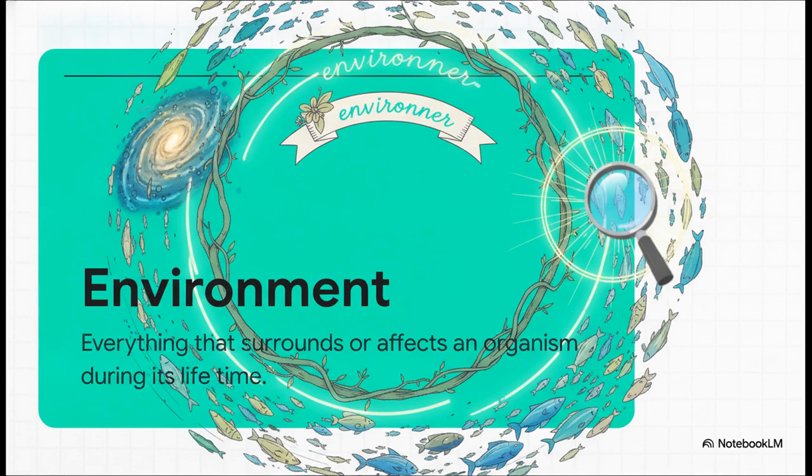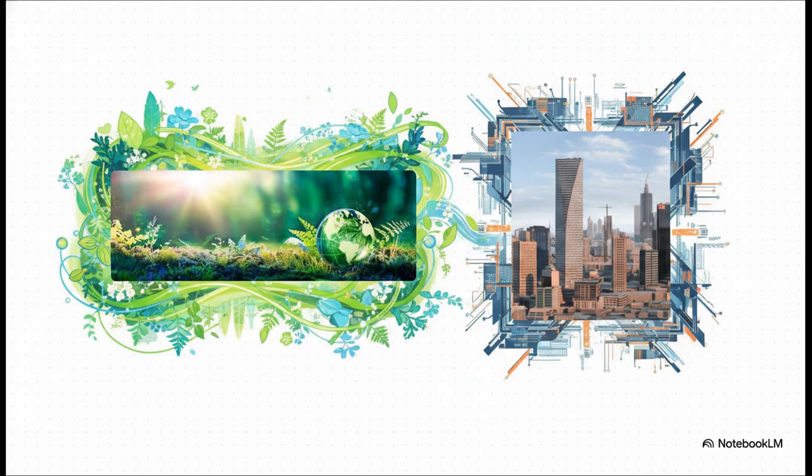So the crucial point here is that your environment isn't just, say, the woods behind your house. It is absolutely everything that surrounds or affects an organism during its entire lifetime. And what that means is our environment comes in vastly different forms. We naturally tend to think of vibrant, green ecosystems that have evolved over millennia, right? But the artificial, human-made environments, those towering skyscrapers and the concrete grids we navigate every single day, well, those are just as much an environment as a pristine forest.